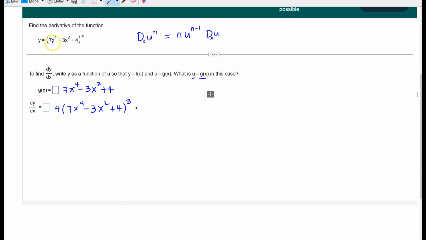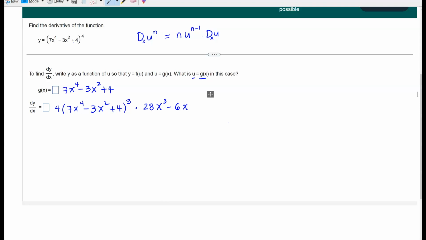So now differentiate 7x to the 4th. That is equal to 28. So you multiply 4 times 7. So that's 28 x to the, then you subtract 1 from the power here. So 4 minus 1 is 3. Minus, and then you multiply 2 to negative 3. So that is negative 6x. Because then you would have to subtract 1 from the power here. 2 minus 1 is 1. Then you differentiate 4. That's a constant, and that is just equal to 0.